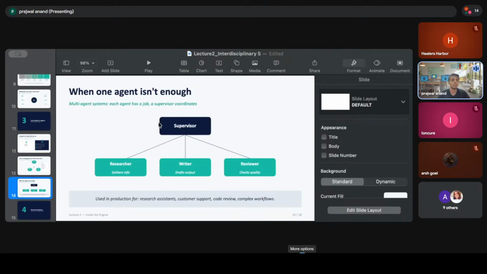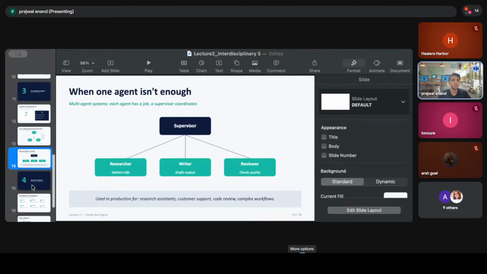So what happens when one agent isn't enough? You can think of it like a researcher writing a research paper, or any thesis it might be. Even that can be done with a multi-agent system where we can give each agent a job: one supervisor, one researcher, one writer, and one reviewer. The supervisor guides the researcher to find the information and research based on that, and the writer writes up that research and its outputs. And the reviewer reviews it before finally giving the final thesis paper.